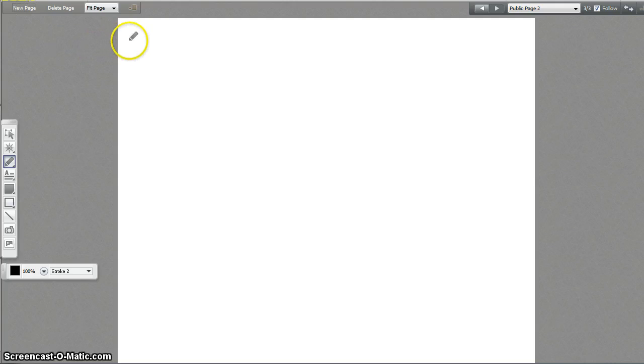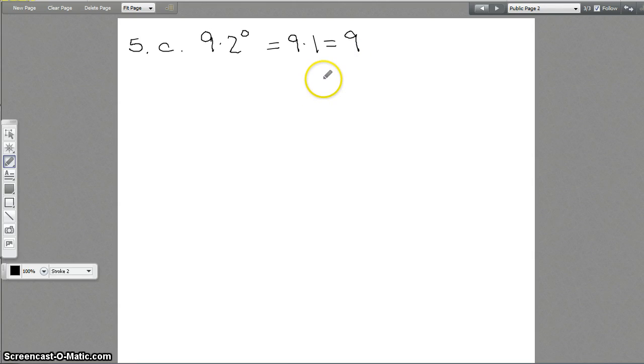Now we're going to go to a new page. We're going to look at number 5. Number 5 is just like number 11 in the homework. It says write in decimal form. So we're going to do just a couple of these. Look at part C, which is 9 times 2 to the 0. You can see it's in the form that we've learned for an exponential function. 2 to the 0 is just 1. So this is 9 times 1, and 9 times 1 is just 9. That's our final answer.